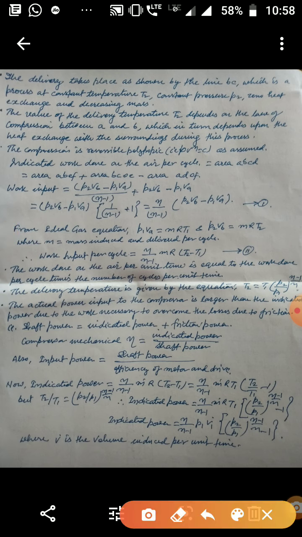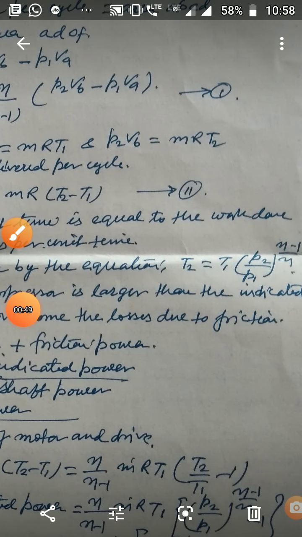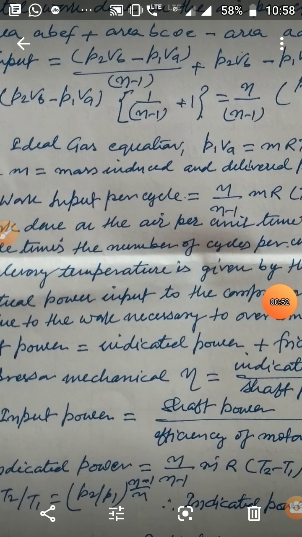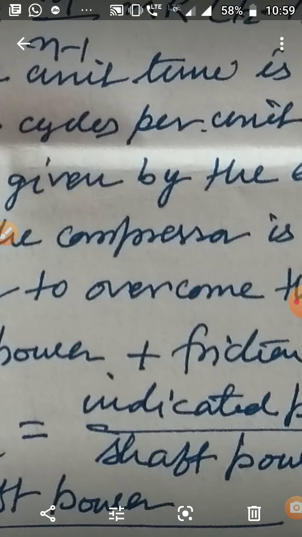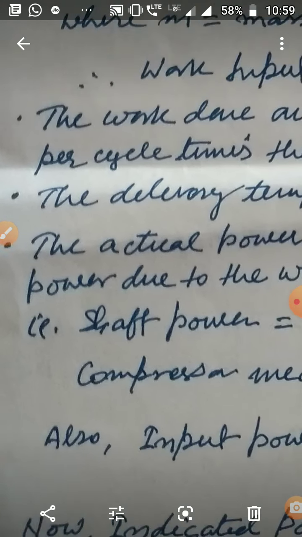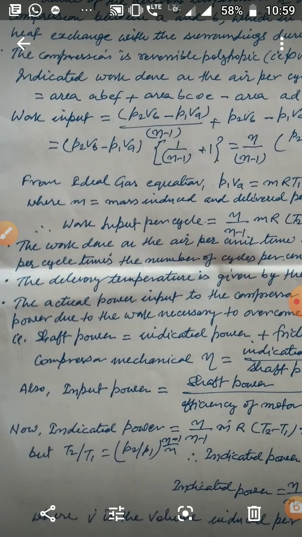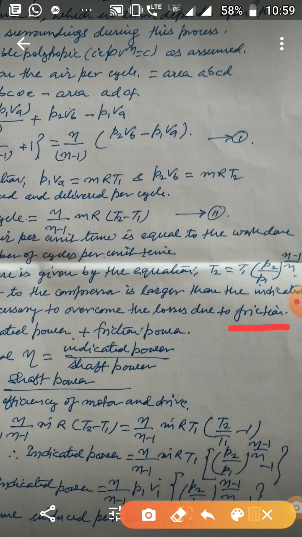We have seen that the delivery temperature for the polytropic process is given by the equation T2 equal to T1 (P2 by P1) whole to the power (n minus 1) upon n. Now the actual power input to the compressor is larger than the indicated power, and it is due to the work necessary to overcome the losses due to friction.